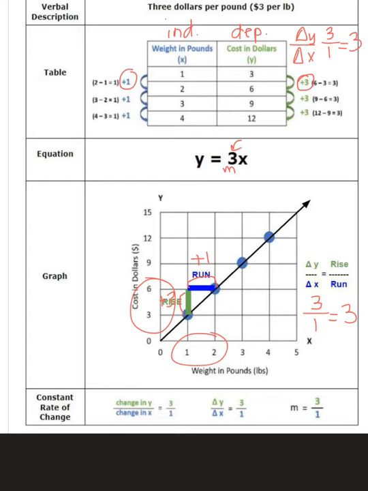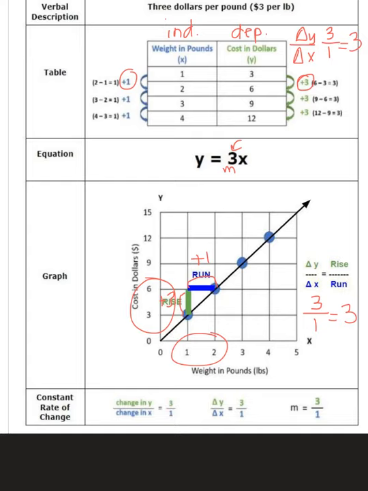And so down at the bottom, it's just putting it all together, the constant rate of change. If you notice, there's that magic 3 all through every representation. The change in the y was 3, change in the x was 1, whether you looked at it this way, that way, or you put it in the m, it's still 3 over 1. So it's $3 for 1 pound. That's how you would actually read those numbers.